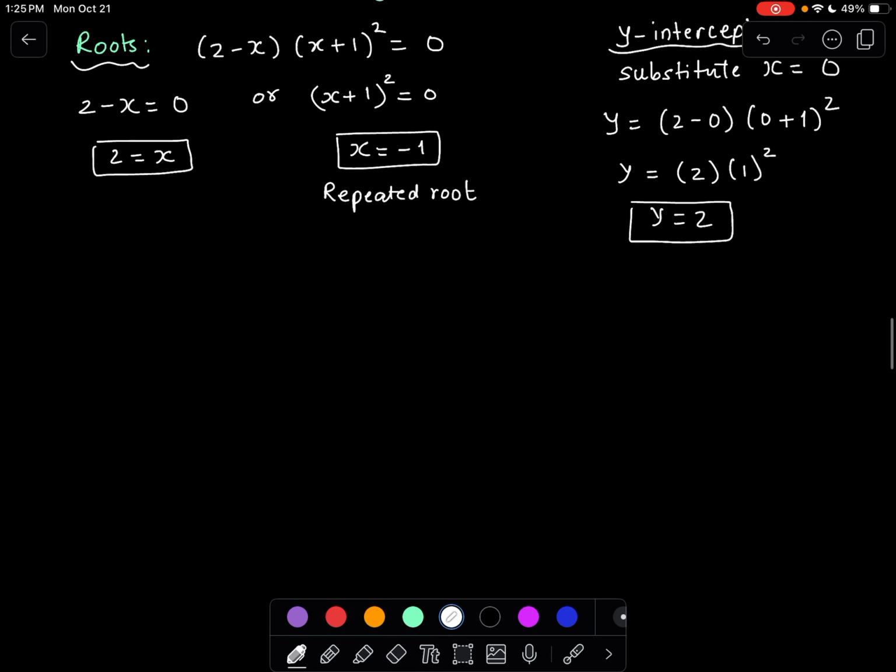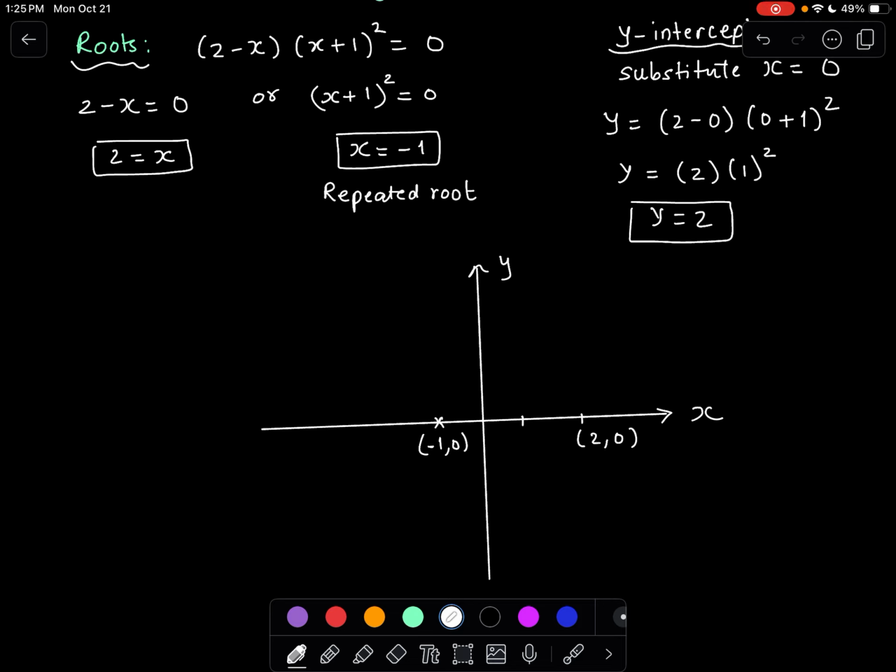Now that you have everything you need to draw the graph, go ahead and draw the graph. You can pause the video for a minute and try to sketch it by yourself and come back and check the answer. So I think you had time to have a go at this question. So the first root is minus 1 comma 0, the second root is 2 comma 0, and the y-intercept is 0 comma 2.